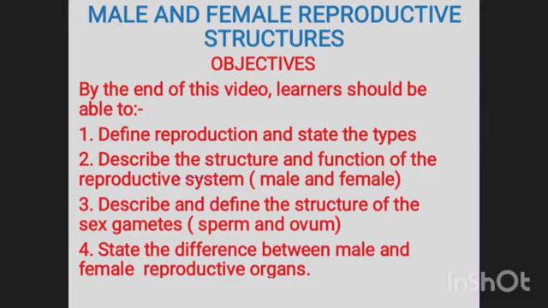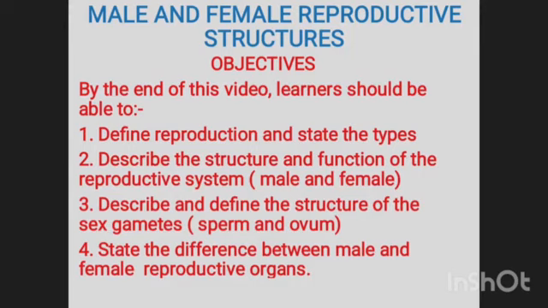The objectives we're going to look at is that by the end of this video, every learner should be able to, number one, define reproduction and state the types. Number two, describe the structure and functions of the reproductive system for both male and female.